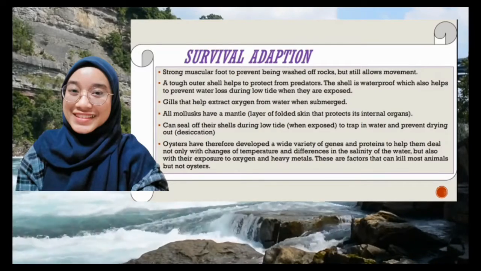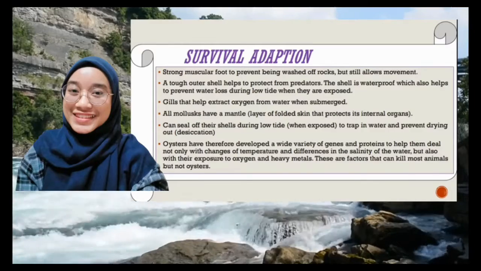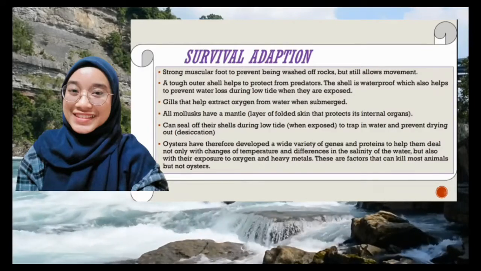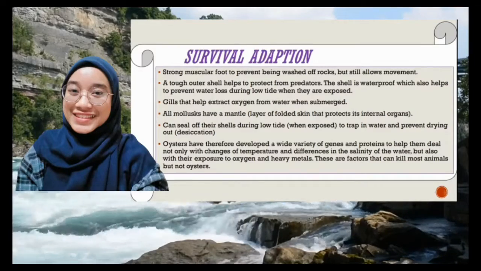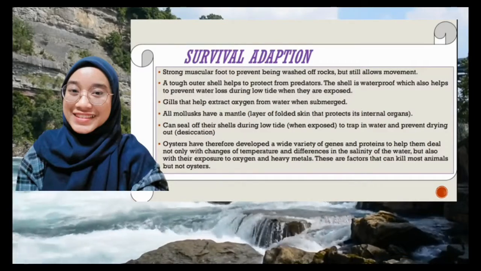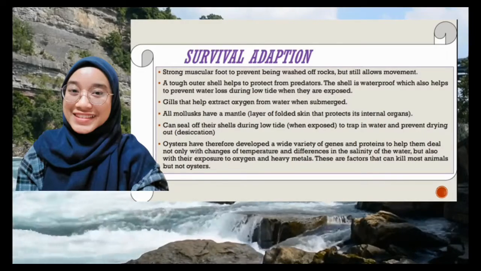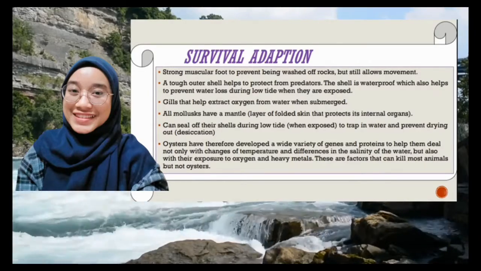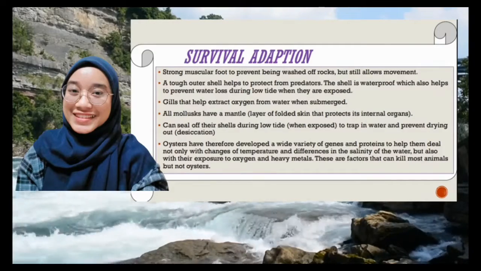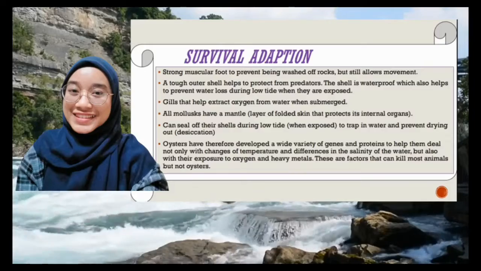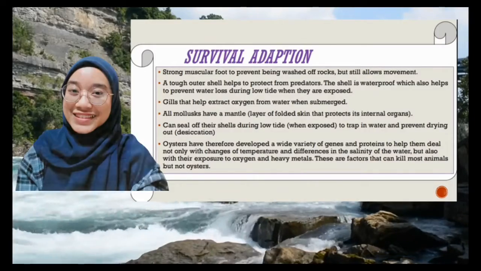Oysters can seal off their shells during a low tide to trap in water and prevent them from drying out. Last but not least, oysters have developed a wide variety of genes and proteins to help them deal not only with the change of temperature or difference in the salinity of water, but also exposure to oxygen and heavy metal. These are factors that can kill most animals, but not oysters.